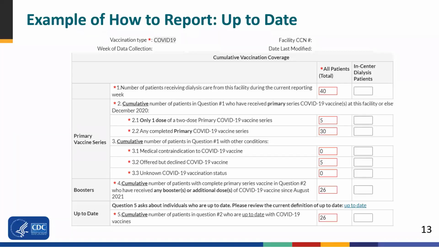This slide shows how up-to-date COVID-19 vaccination data are entered into NHSN. In this example, there are 40 patients. Of these 40 patients, 30 have completed their primary vaccination series. Among these 30 patients with completed primary series, 26 are reported to have received any additional or booster doses, and 26 are reported to be up to date with COVID-19 vaccination for question 5.